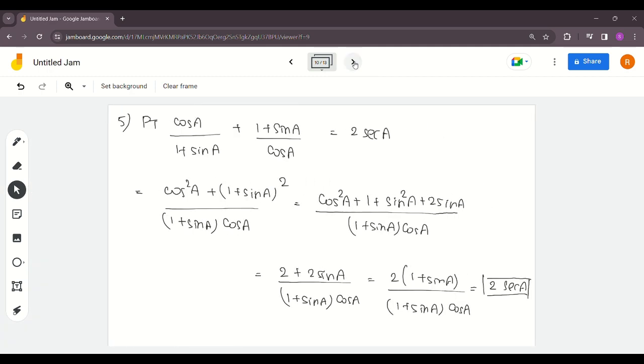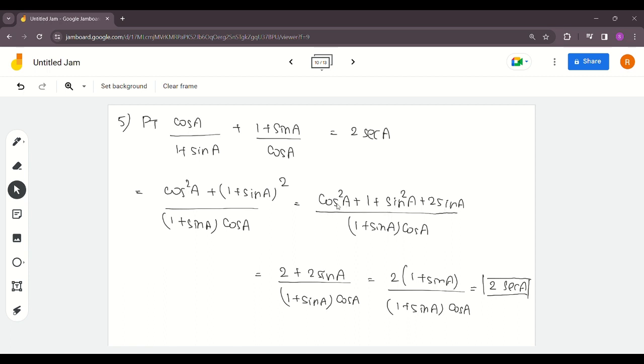One more question. Cos A by 1 plus sin A plus 1 plus sin A by cos A equal to 2 secant A. So here I have taken the LCM. So it becomes cos square on cross multiplication plus 1 plus sin whole square, whole divided by 1 plus sin into cos. So this is the LCM. So if I expand it by using A plus B whole square and then simplify, I will be getting cos square A plus 1 plus sin square A plus 2 sin A.